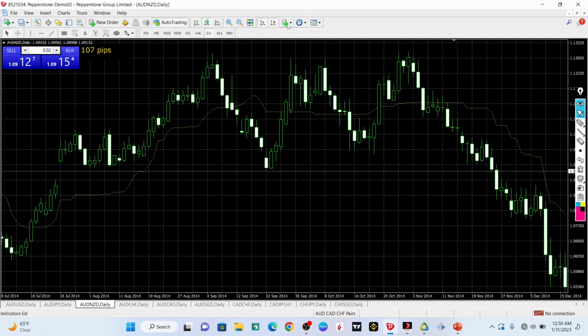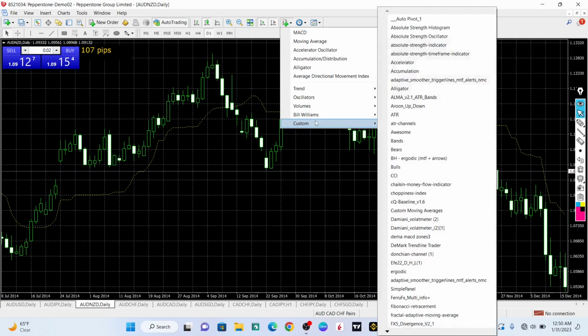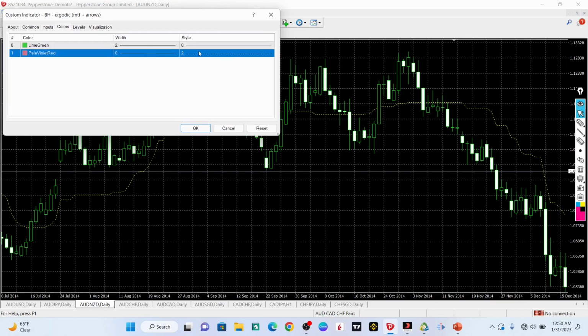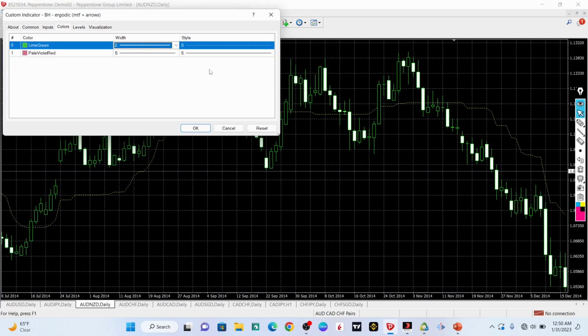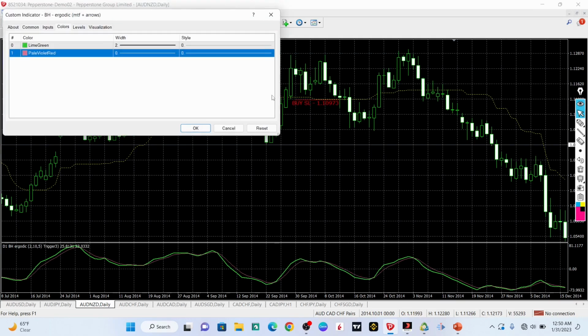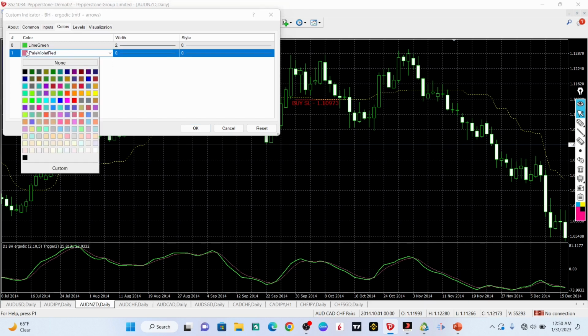Let us insert an indicator, for example, a custom indicator. We can use this one. Input says okay. You can change the color. So this is a zero line. This is a two-line cross indicator, as everyone can see. Let me try to change the color here to red so that it can be seen clearly.